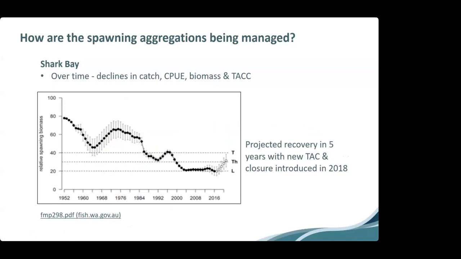Over time, the heavy fishing has led to declines in catch and catch rate, and also declines in biomass, as shown on this figure. Ultimately, management has been used to bring down the total allowable catch to allow recovery of these stocks.